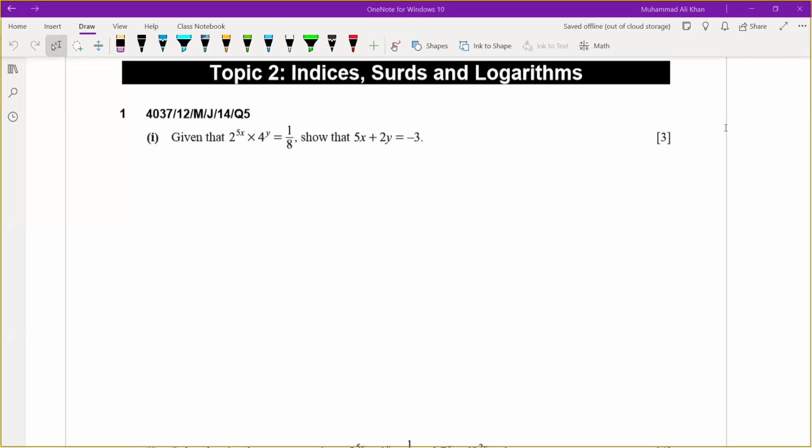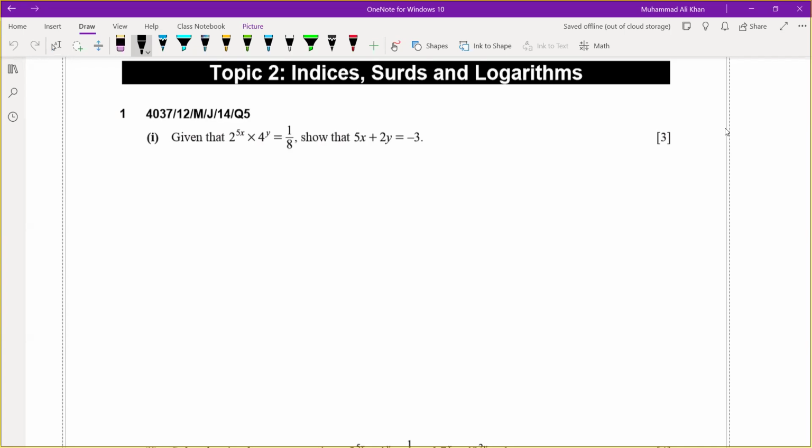Okay, students, today we are starting the second topic of our ADMES, that is indices, surds, and log from the past paper. And now the question number one is from May June 14, paper 1-2. Given that the first equation, and we have to show this. The first equation is with indices.